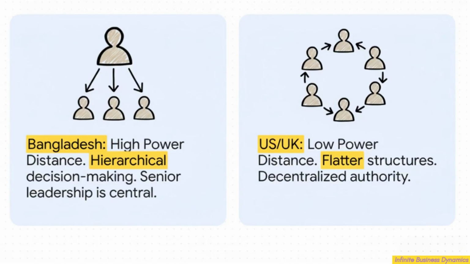First up is this concept called power distance. It's basically a fancy term for a simple idea: who's in charge and how much. In Bangladesh, power distance is high. That means decisions flow from the top down. The boss's approval is everything. Now, contrast that with the US or the UK, where you have much flatter organizations and teams are often empowered to make their own calls.